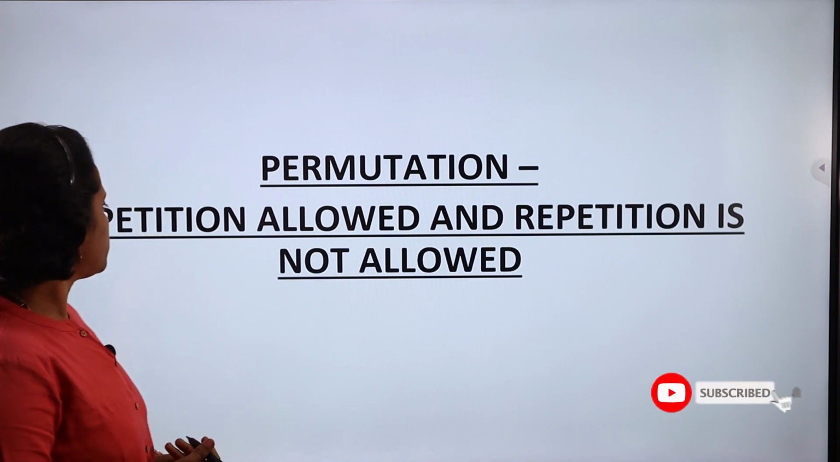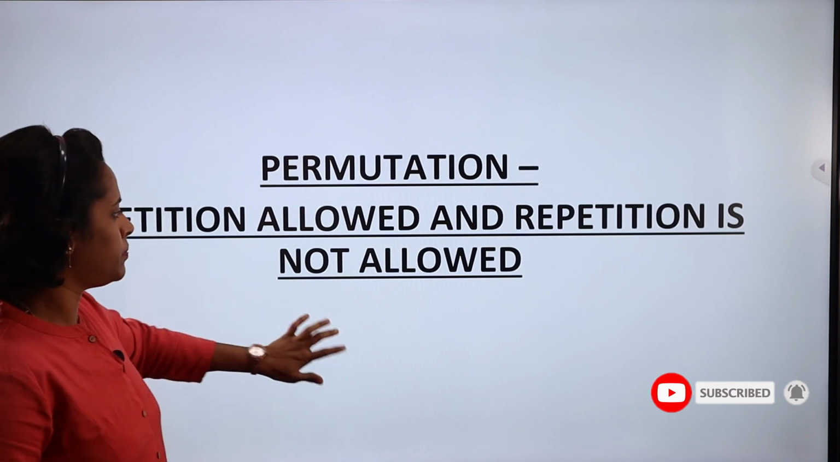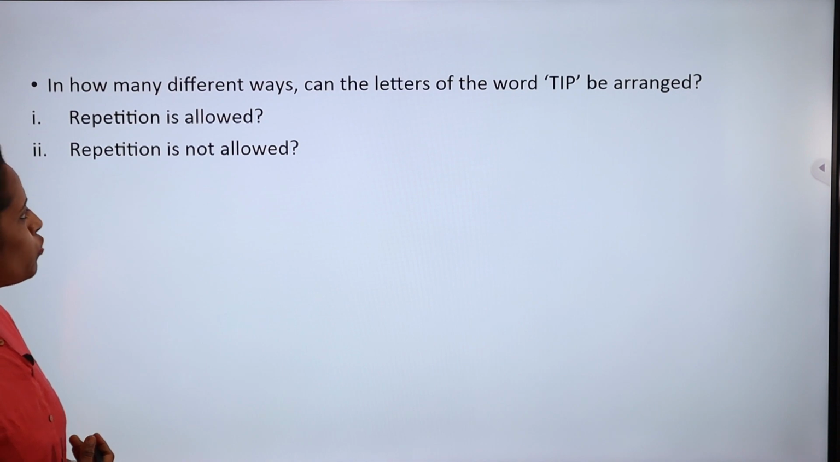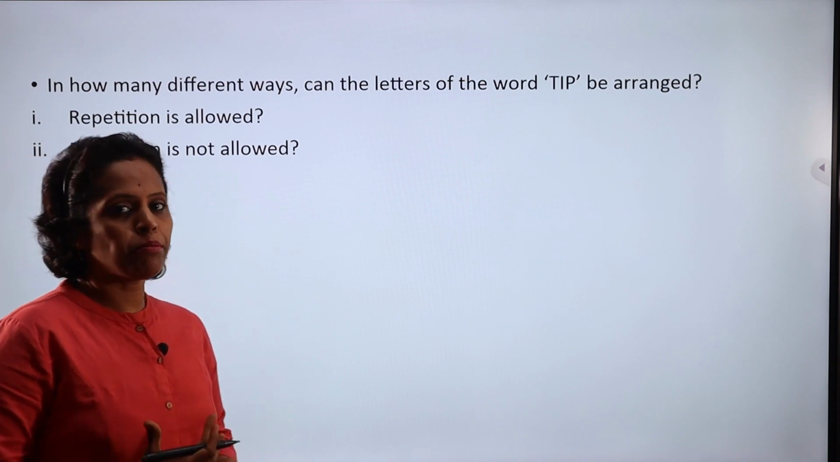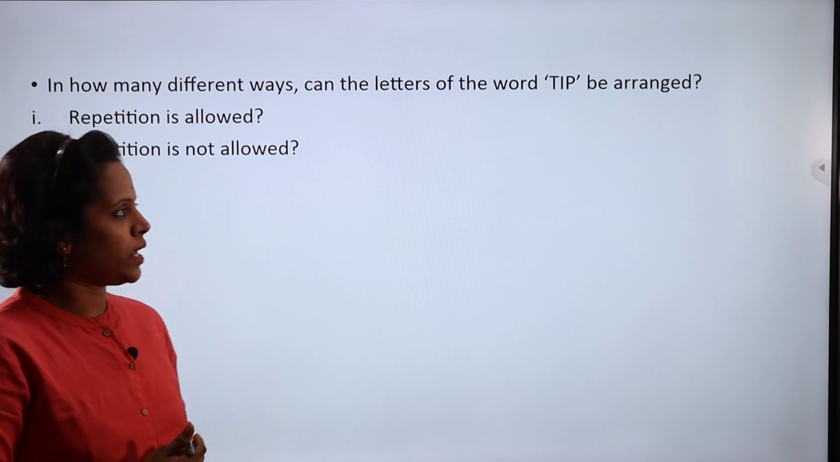Topic is permutation. Repetition allowed and repetition is not allowed. The first question: in how many different ways can the letters of the word TIP be arranged if repetition is allowed and repetition is not allowed?